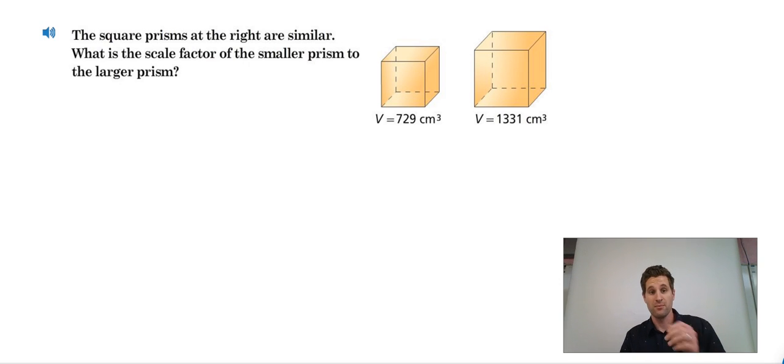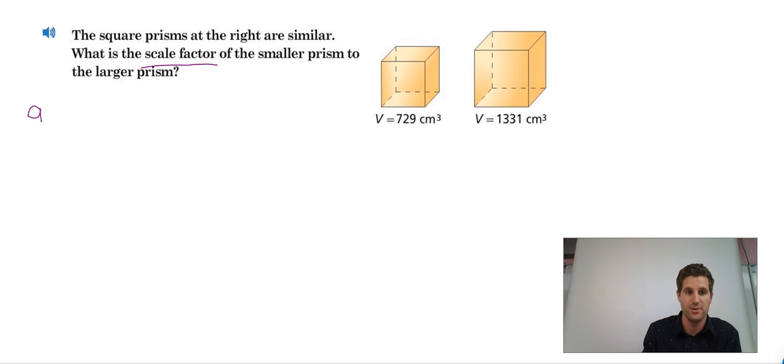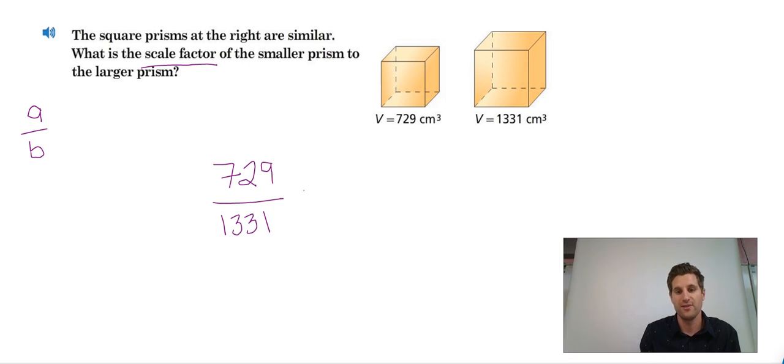Make sure you write down the problem and the work. The square prisms on the right are similar. What is the scale factor? So we're looking for A to B, of the smaller prism to the larger prism. So right now we're going to take the smaller prism, 729 to 1331. Now this is a volume, so this is actually A cubed to B cubed.